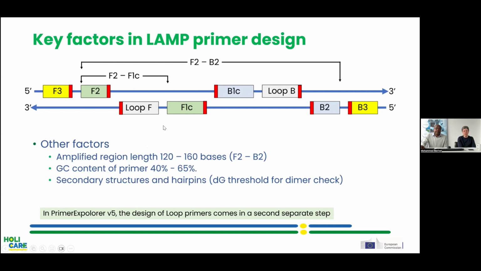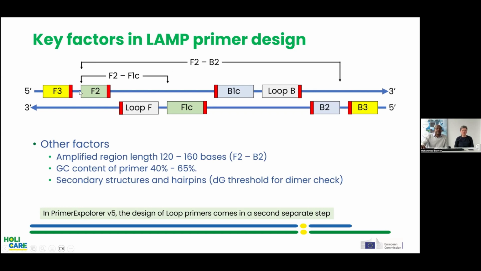Now, the other key factors that are considered by Primer Explorer in the primer design are also the length of the LAMP target. The distance between the beginning of the F2 until the end of the B2, that's the LAMP amplification product. This one is usually set to be in length between 120 to 160 bases. If it's more than that, then the LAMP may be a little bit slow. You try to make it as short as you can.